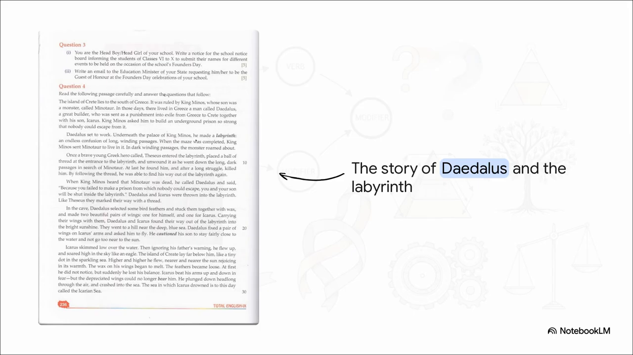King Minos asked him to build an underground prison so strong that nobody could ever escape. An endless confusion of long, winding passages known as the labyrinth. And, it's highly fitting for us, because Daedalus constructing his intricate labyrinth perfectly mirrors our own journey today of constructing precise, intricate sentences and paragraphs. To write well is essentially to guide your reader through a maze of thoughts without ever losing them.